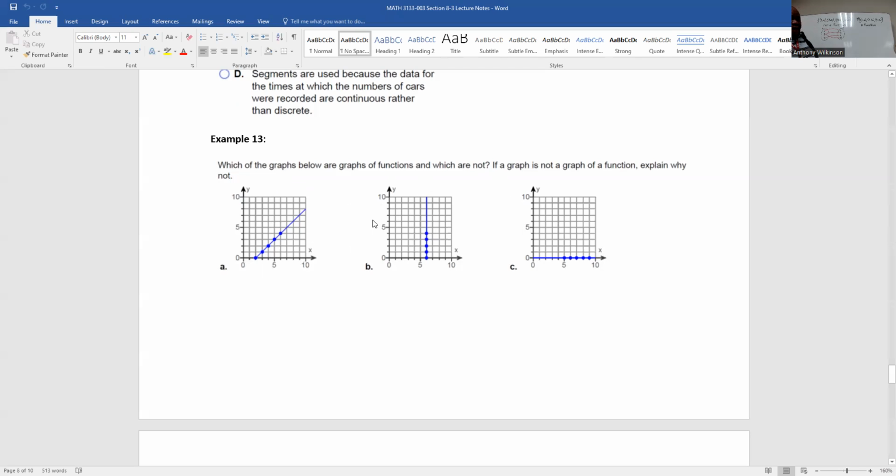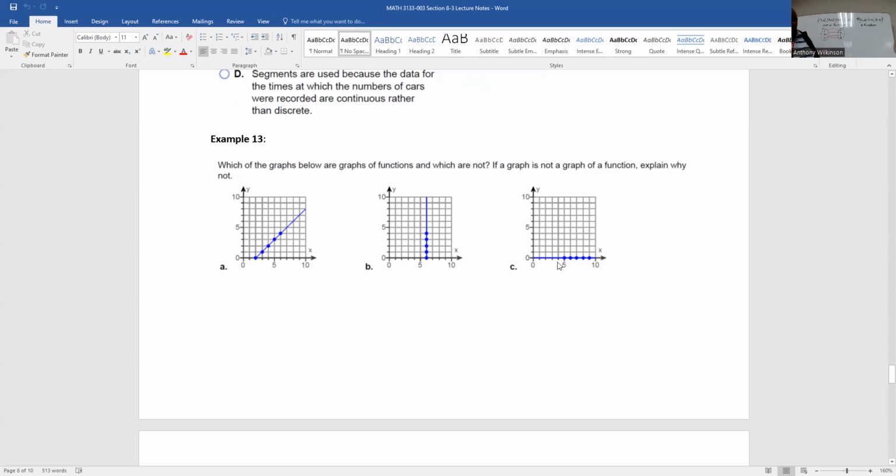And B, would that be a function? No, it would not, because this X value has other Y values like 6, 0, then you got 6, 1, 6, 2, 6, 3, 6, 4. The same X value to 5 other Y values. That would not be a function.